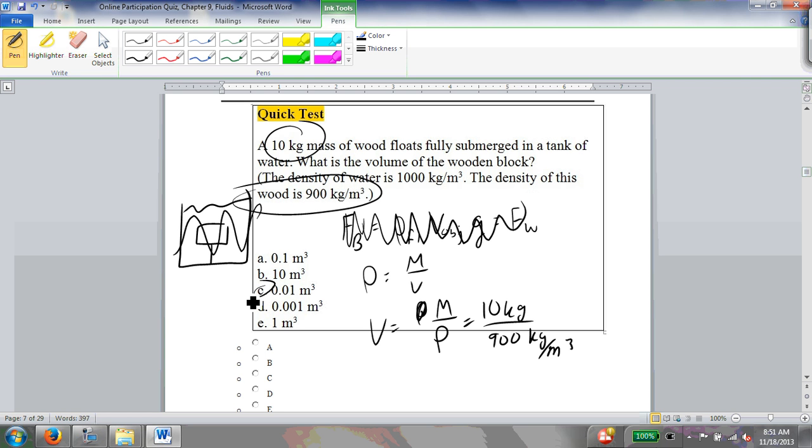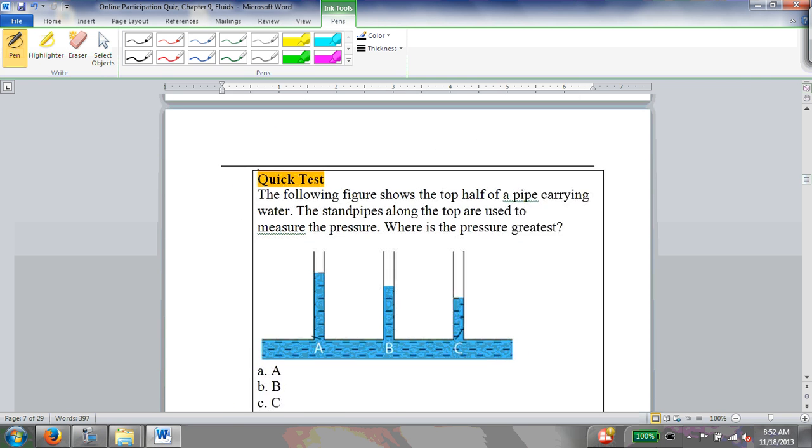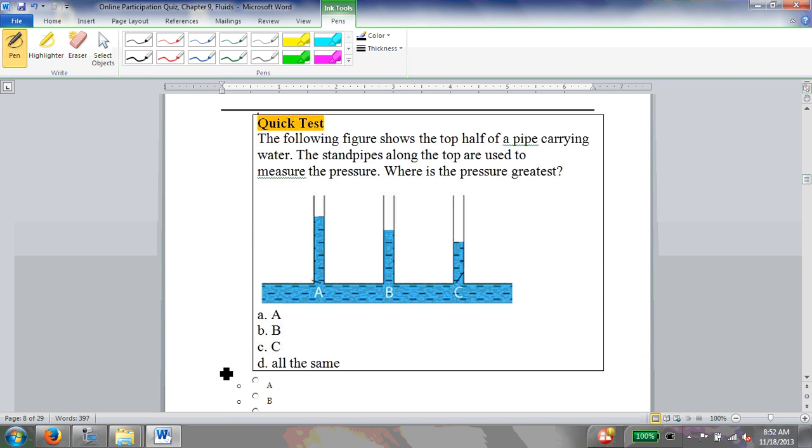That's the easiest way. But if it is submerged in a tank, since it's less dense than water, it would tend to float up to the surface and not be fully submerged. But if it is fully submerged, that means it has the buoyant force acting on it. It also has the weight, and then it has some additional force, some tension in a string or something, pushing it down.